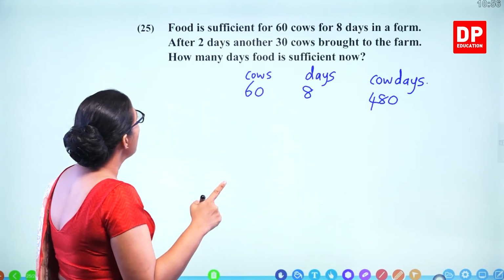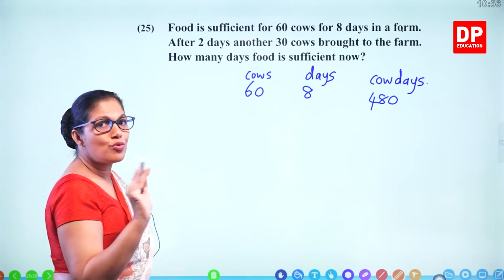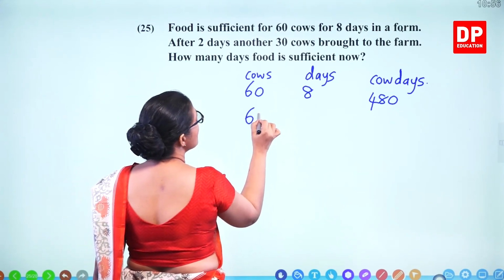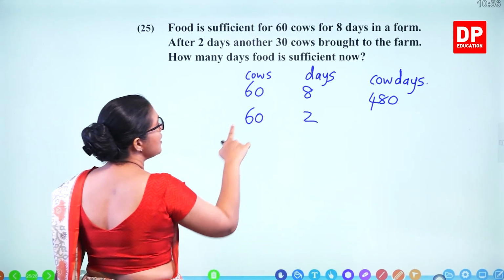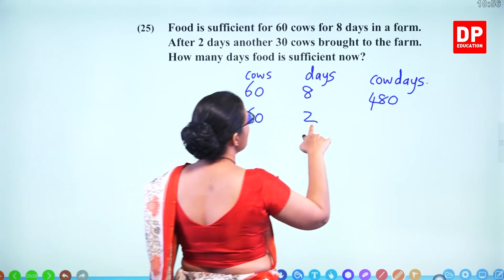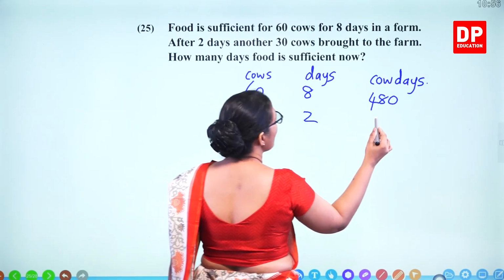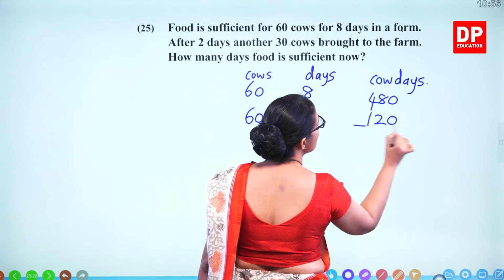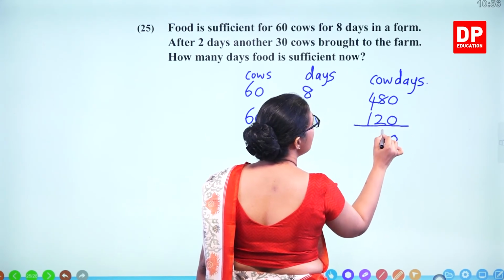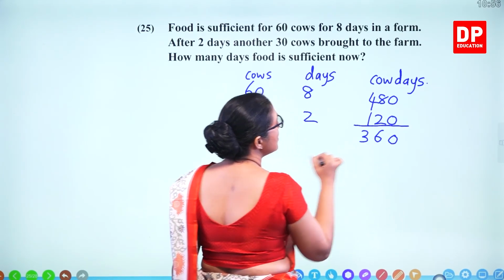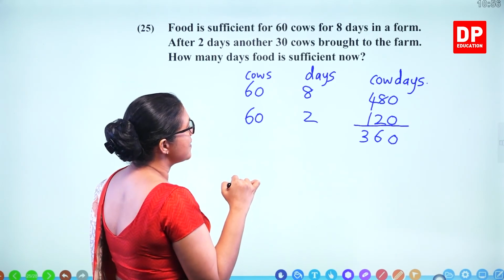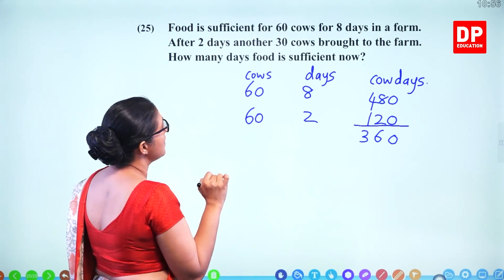But now after 2 days. So, 2 days, 60 cows. How many cow days are gone? 60 times 2, 120 used. So, what's the remaining one? You get 360 remaining.